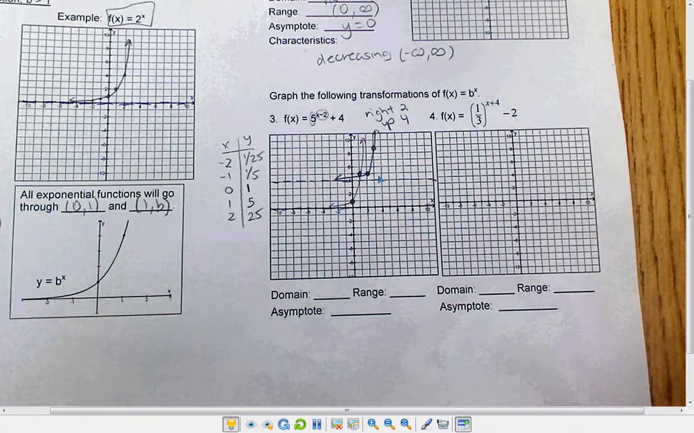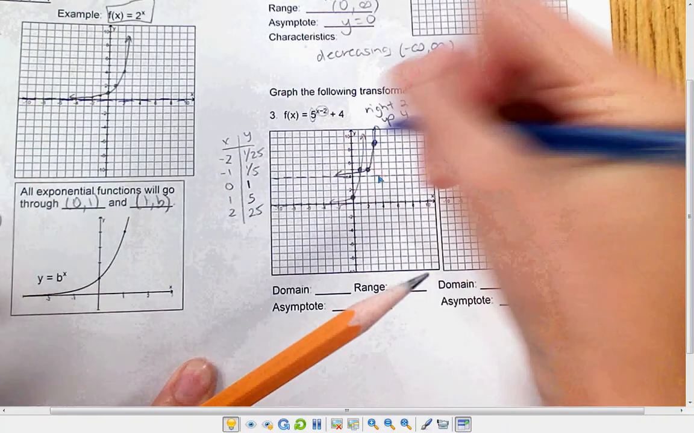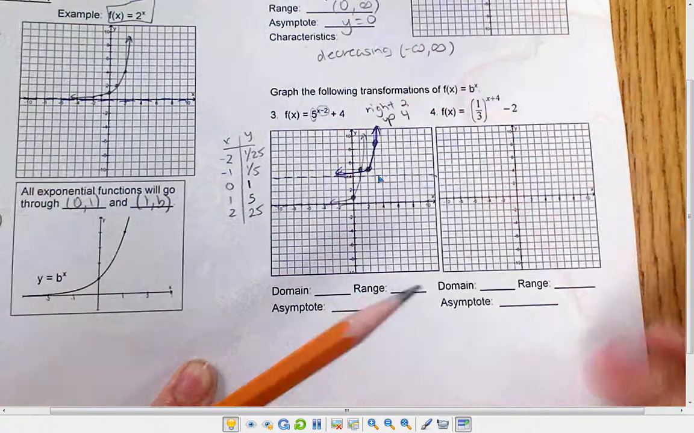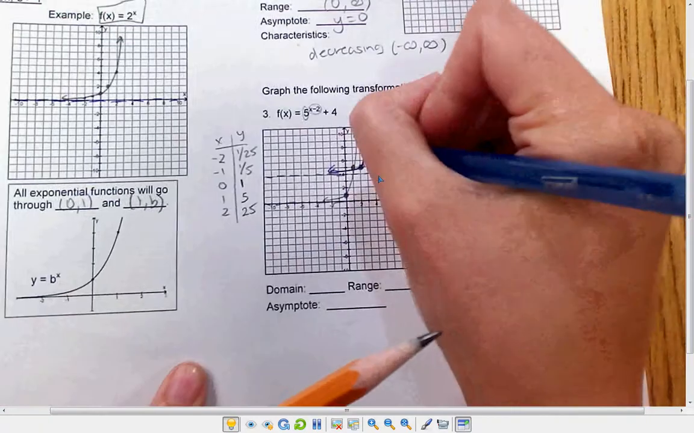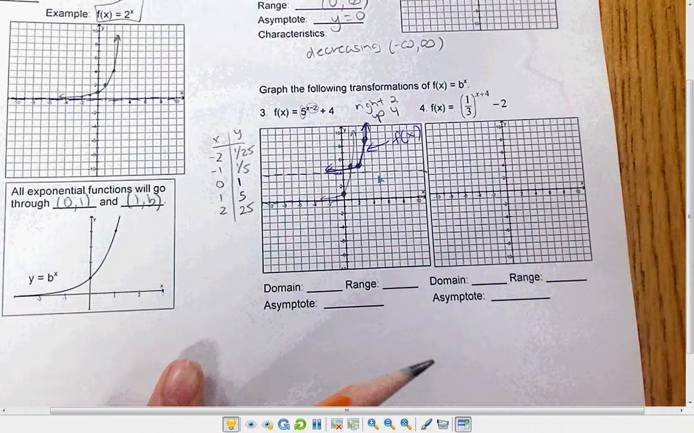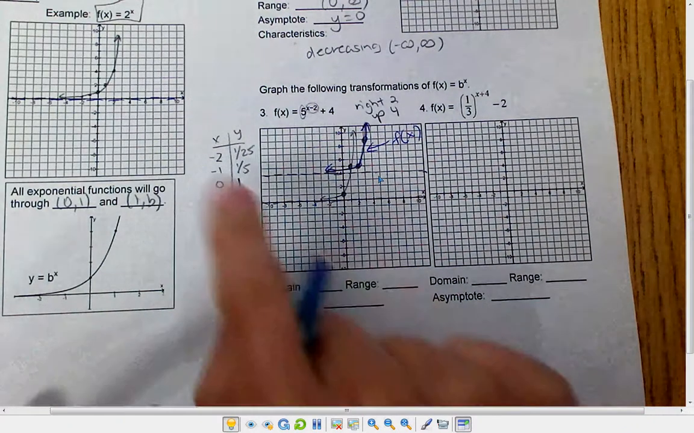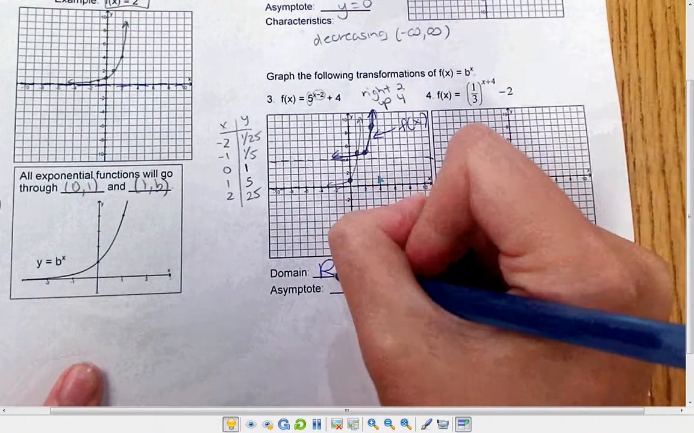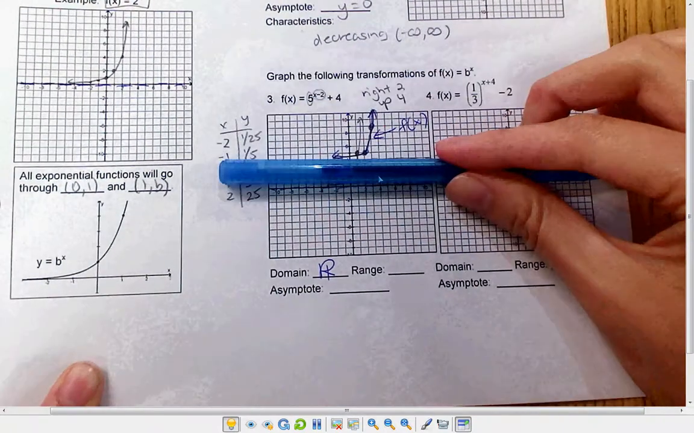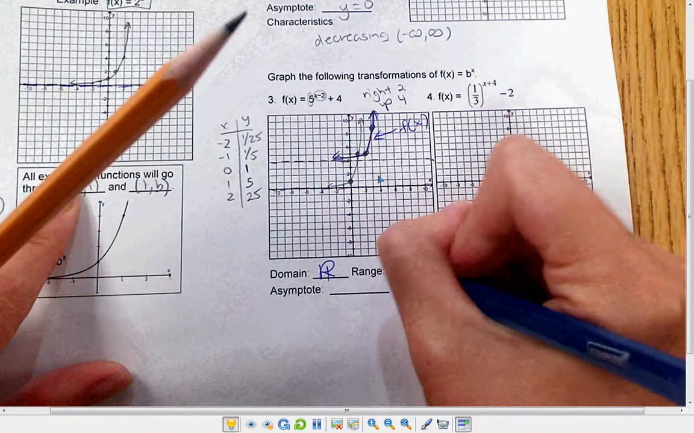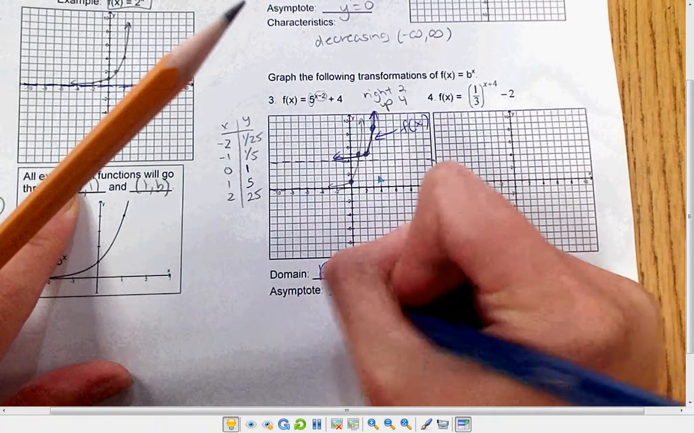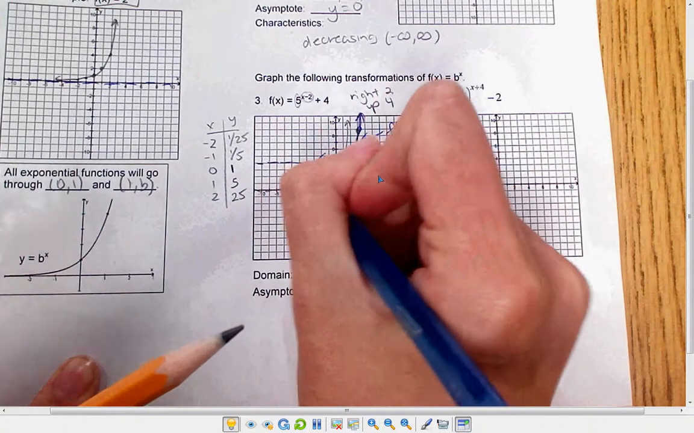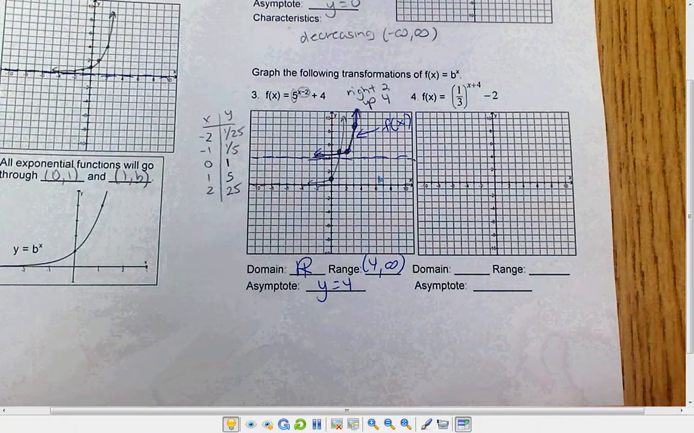So my graph here looks like this, and it's approaching the asymptote. So this is my f of x, the transformed function. It's this one that's been shifted to the right 2 and up 4. So my domain is still all real numbers. My range, however, starts at 4 and goes to infinity because I have an asymptote at y equals 4. This dotted line right here is my asymptote.